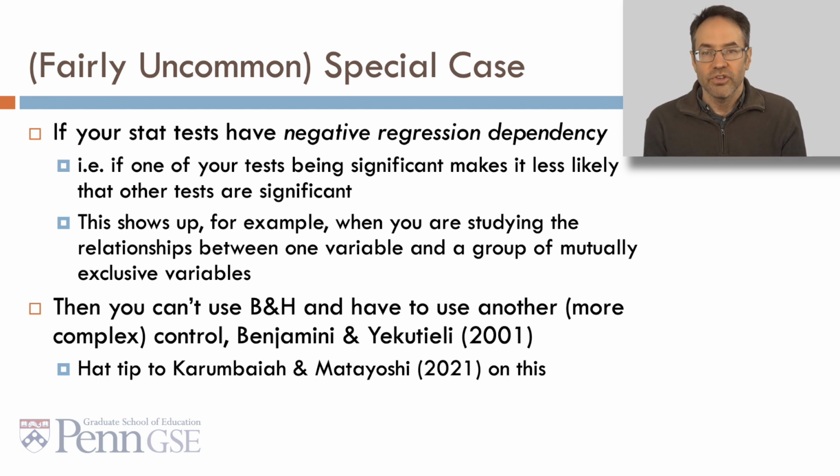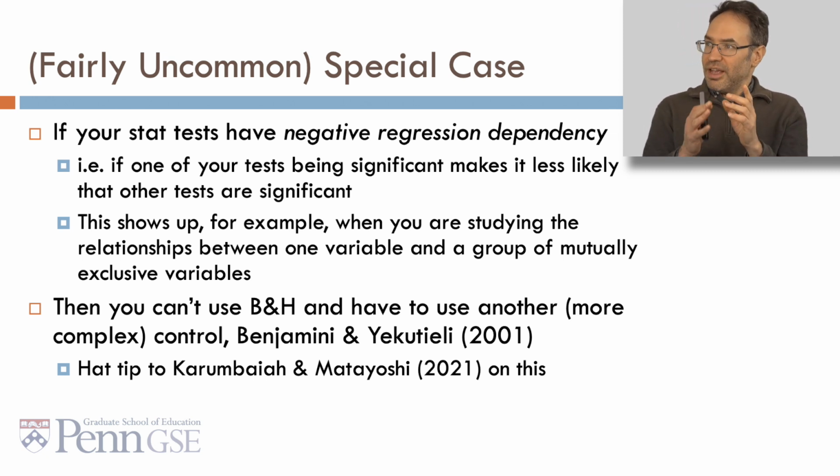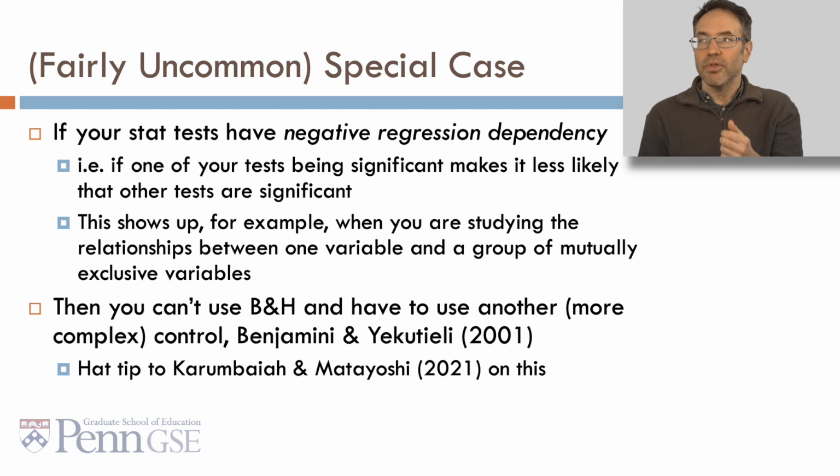And this shows up, for example, when you're studying the relationships between one variable and a group of variables that are mutually exclusive with each other. So it's kind of a special case, but for example, in affect dynamics work it shows up. And I want to give a hat tip to Shamya Karambaye and Jeff Matayoshi on this one. They published a great paper that pointed out this issue, and it pointed out that a lot of people were making this mistake, including me.